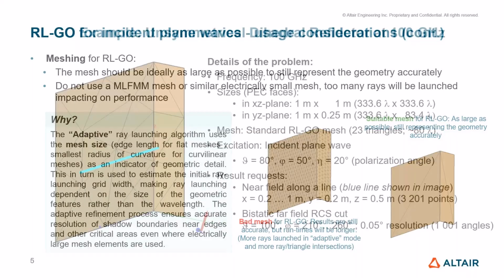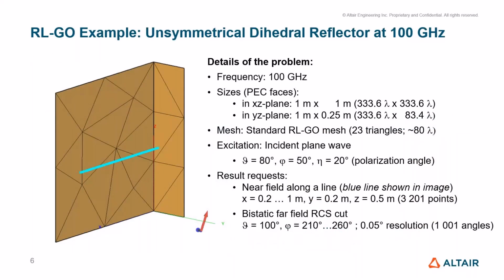Here is an example of a dihedral PEC reflector that is simulated at 100 gigahertz. The physical size of the model spans over 300 wavelengths. Using a simplified mesh with only 23 triangles, we simulated both the near field and the far field results. This scenario is useful for validating how RLGO performs with high frequency models that benefit from reduced ray complexity.